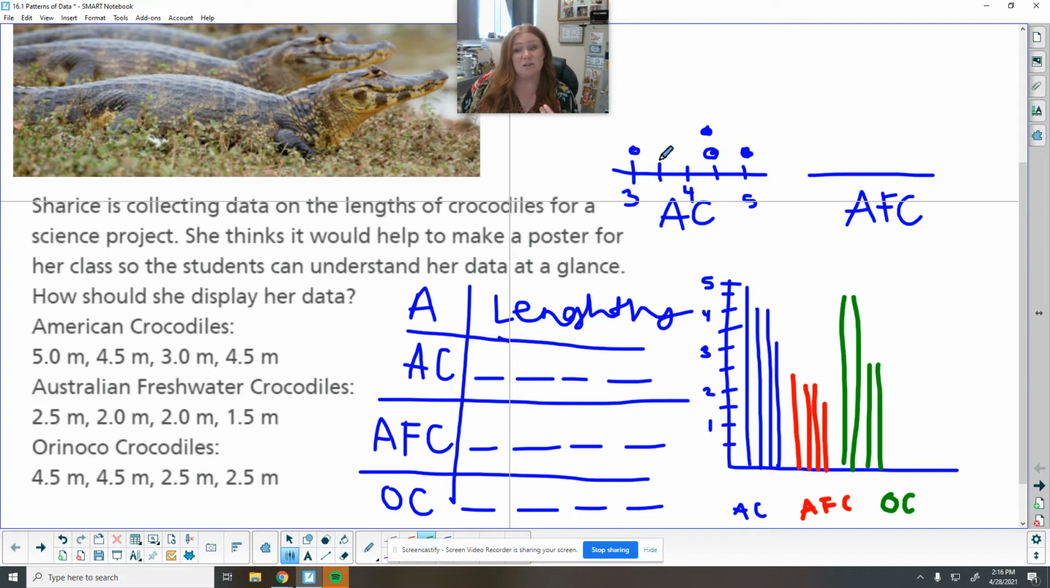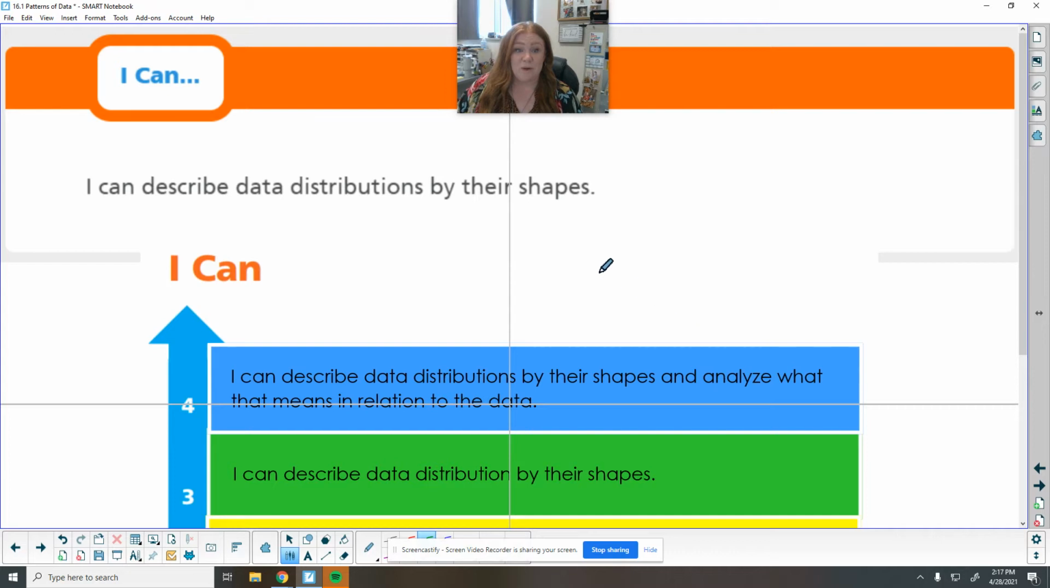People can read it, separate dot plots, or organizing with colors and things, showing them together so we can see and compare them side by side. So we're going to be talking about these data distributions today and how we can share that information with other people. And we're going to be classifying the shapes of them.